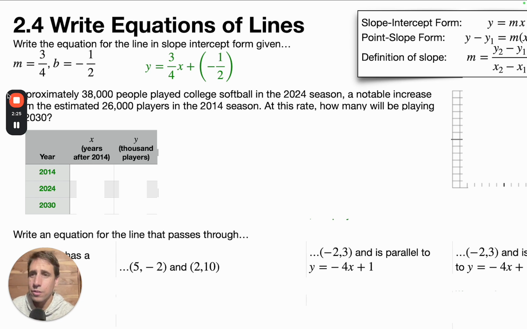I've seen students actually use x equals 2014, then x equals 2024, then x equals 2030. But these are really large numbers when you think about it. And everything is going to be a lot easier to graph if you have small numbers. So x is not exactly going to be the year. It's going to be the year after 2014, when this whole data story began.